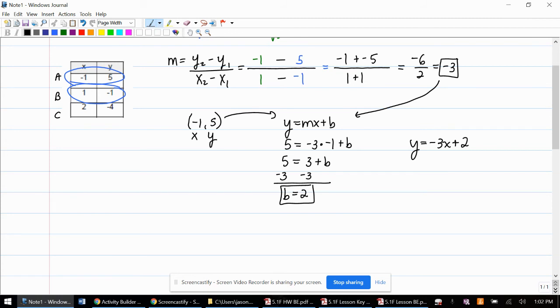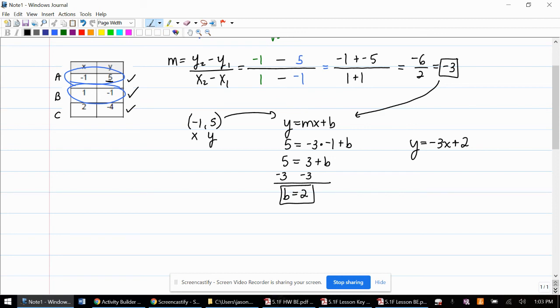If I plug in -1, -3 times -1 is 3 plus 2 is 5. And there's a 5 there. We'll test a 1. -3 times 1 is -3 plus 2 is -1. That one checked out. And -3 times 2 is -6 plus 2 is -4, like the table says. So if I do something like that and I want to check, I can be guaranteed that I did this correctly.